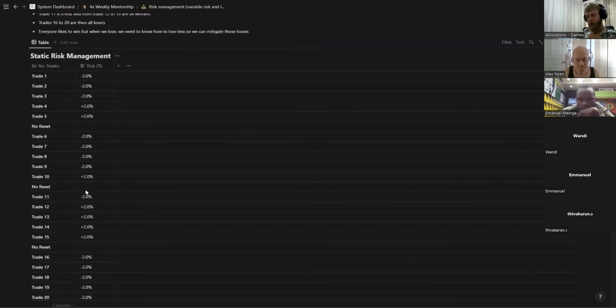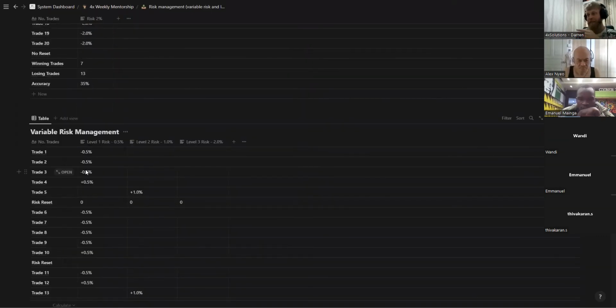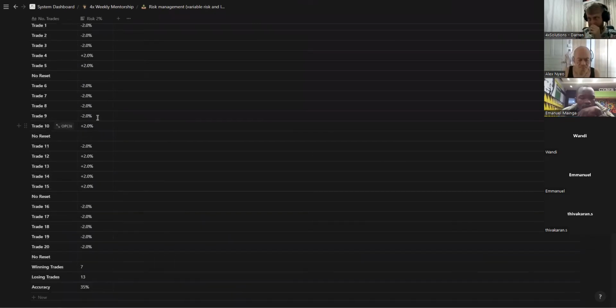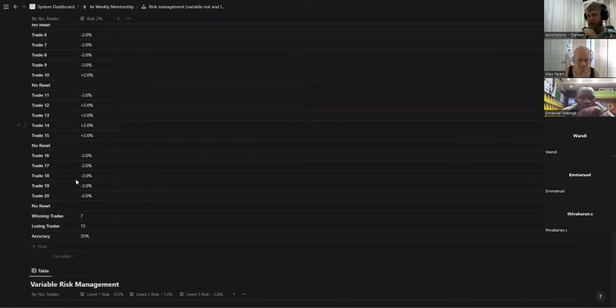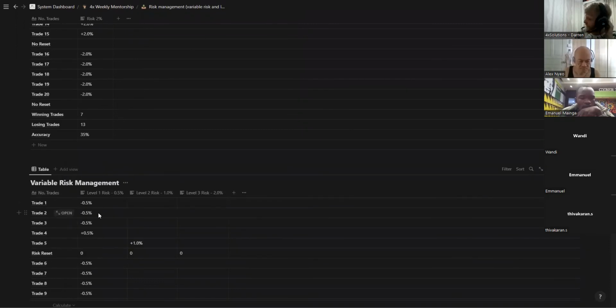But the difference now comes from static to variable. So if we take the same trade outcomes, every trade that was a loser versus every trade that is a loser on the variable risk, it's the same outcome. So every trade we lost in succession is the same here. But the only difference is that we are using variable risk management over here. So if we look, trades all the same. Lose 3 trades, win 1. Trade 5, we win. What happens on variable risk at trade 6?